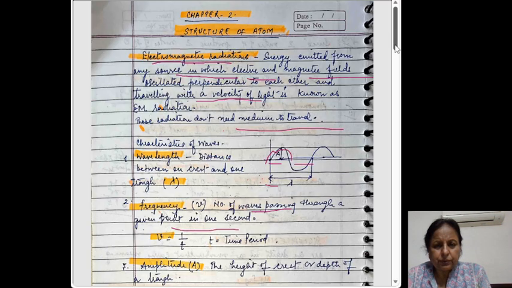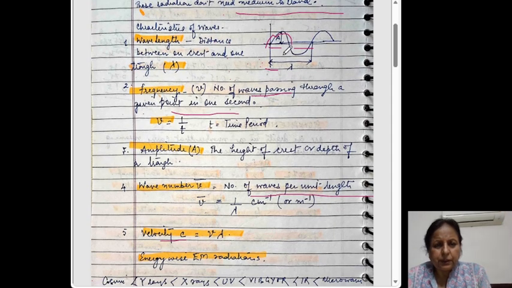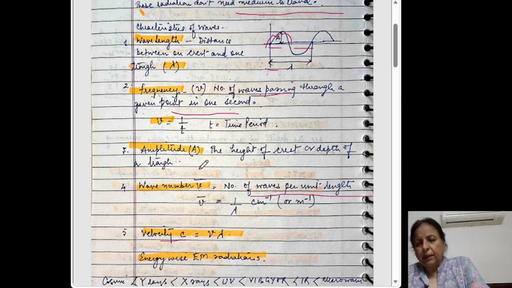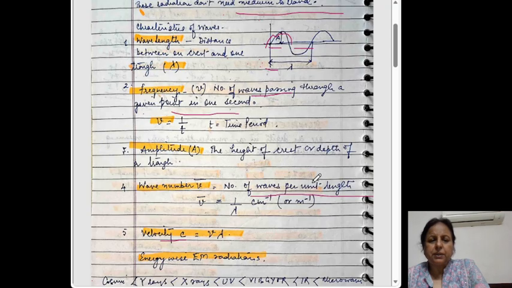Then comes amplitude. Amplitude, you know, is the maximum displacement upward or downward. This is called amplitude, the height of the crest or depth of the trough. Then comes wave number. Wave number is the number of waves per unit length. So it is nu is equal to 1 by lambda, that is, how many waves are produced in one unit length. And per centimeter or per meter is its unit. Then velocity: c is equal to nu lambda, that you know.